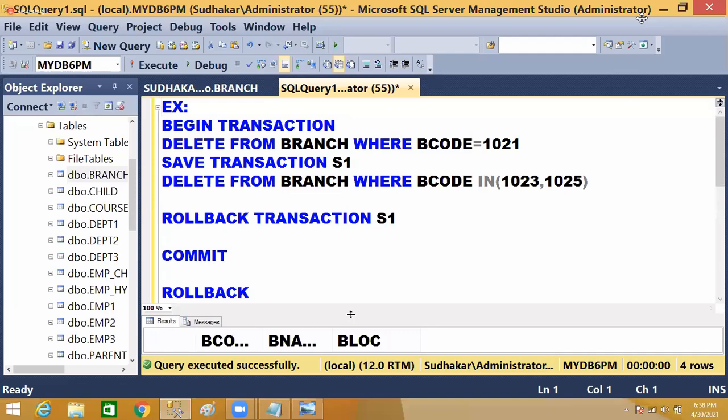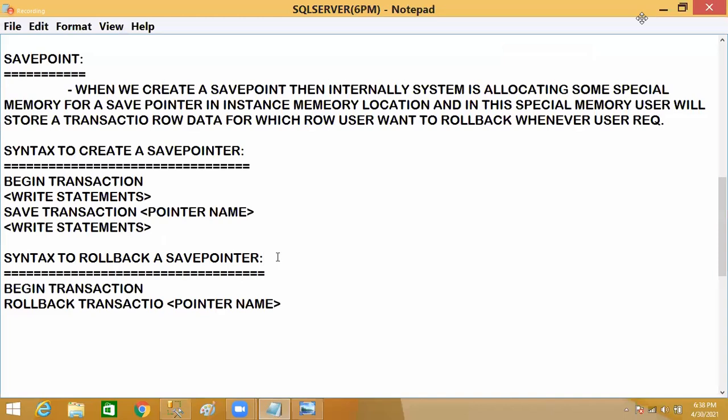Okay, so it was allocating some memory for your savepoint, and in that memory, whichever rows or records data you want to store, you can store it, and those records only in the future we can roll back. Okay, now. So this is the savepoint advantage, guys. So these are called as the TCL language commands. How the user is going to be handling your user defined commit transactions.